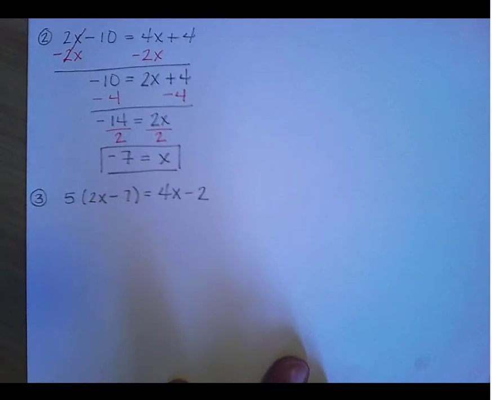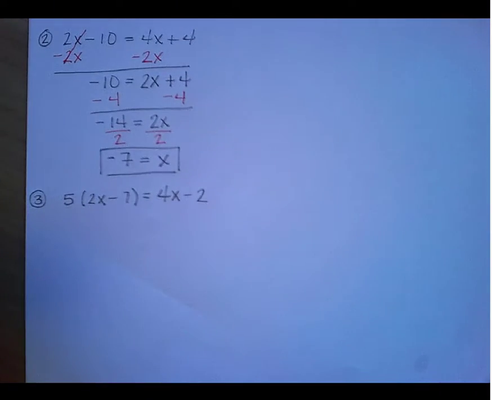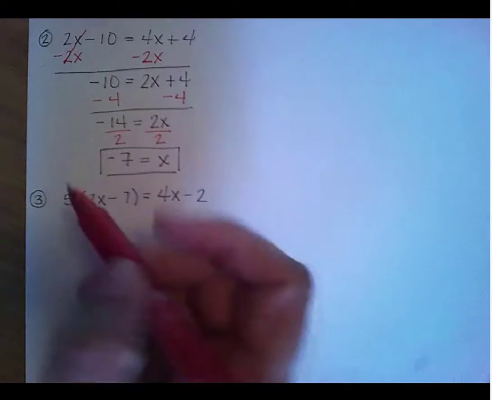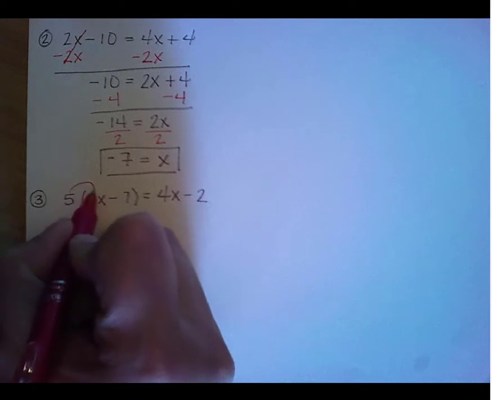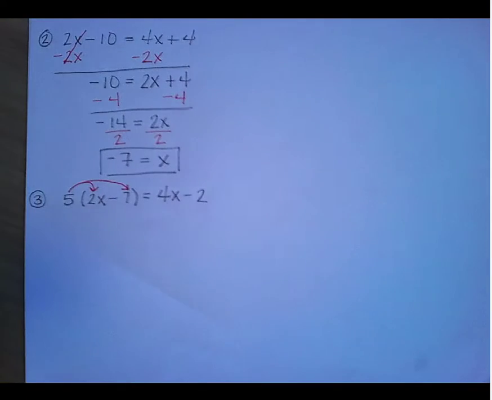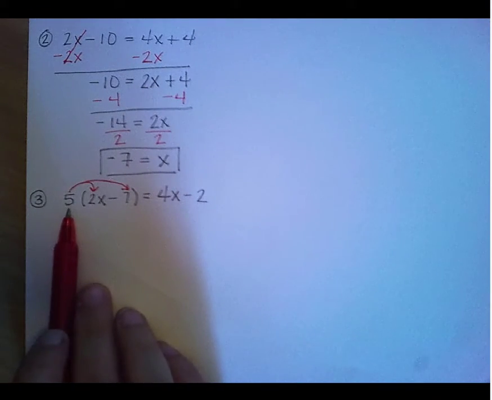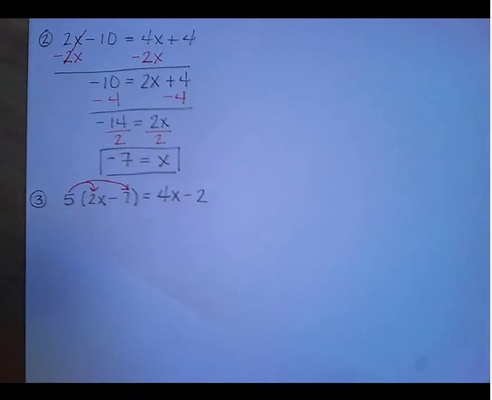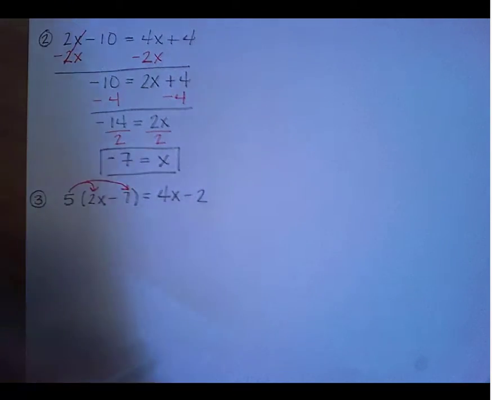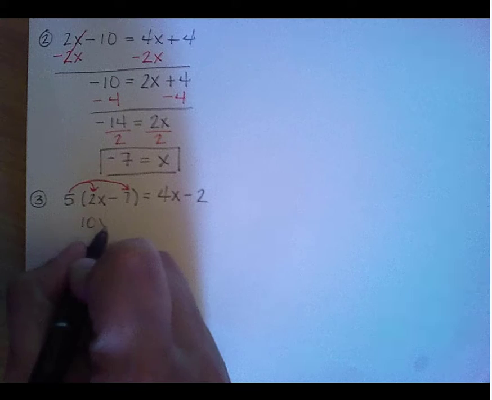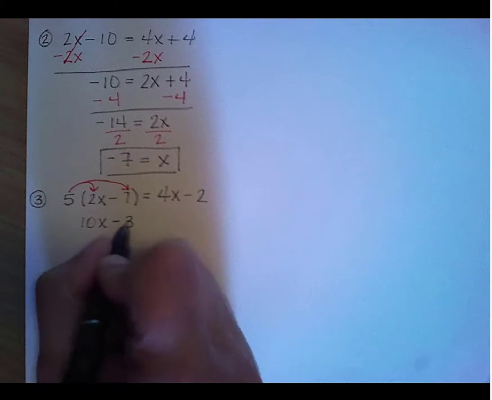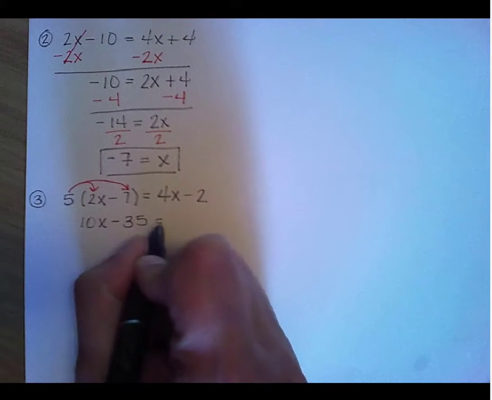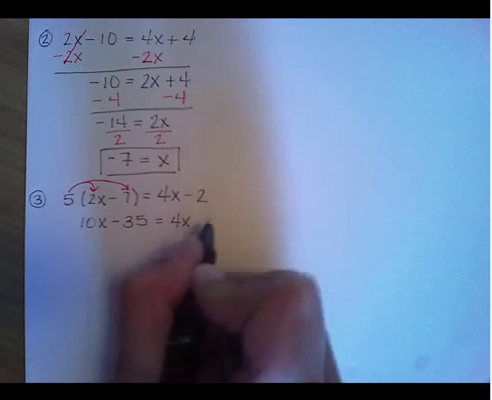All right, so let's look at question number 3 here. On this one, we do have parentheses. So the first thing we need to be doing is distributing this 5, and it needs to go both to the 2x and the 7. Make sure that when you distribute a number in parentheses that it does go to everything inside of that parentheses. So that's going to give us 10x minus 35, and that's going to equal 4x minus 2.